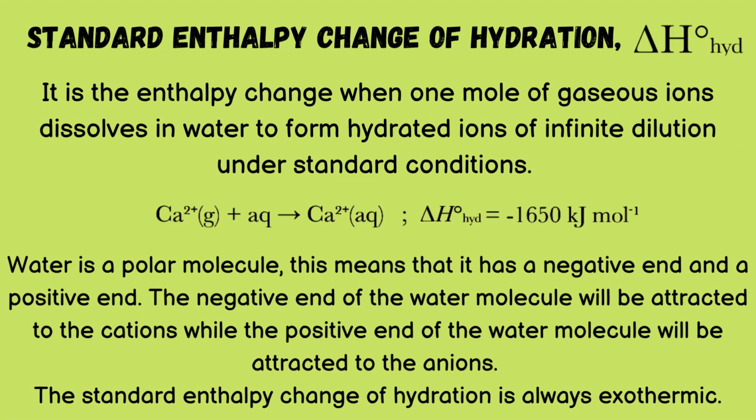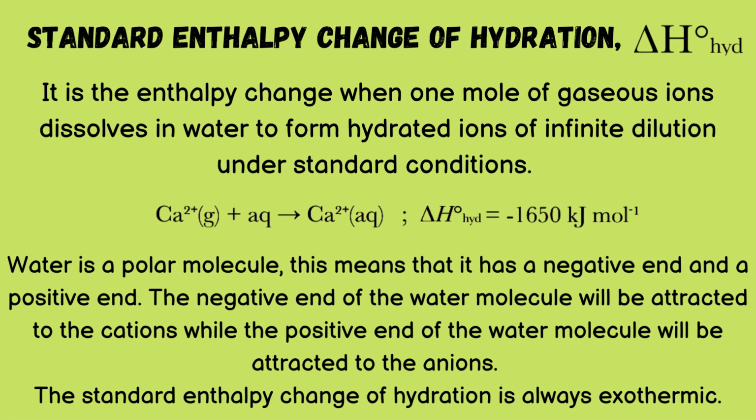The next comes standard enthalpy change of hydration. It is the enthalpy change when 1 mole of gaseous ions dissolves in water to form hydrated ions of infinite dilution under standard conditions. As you can see here, Ca2+ gaseous gives Ca2+ aqueous. Delta H hydration equals minus 1650 kilojoules per mole.